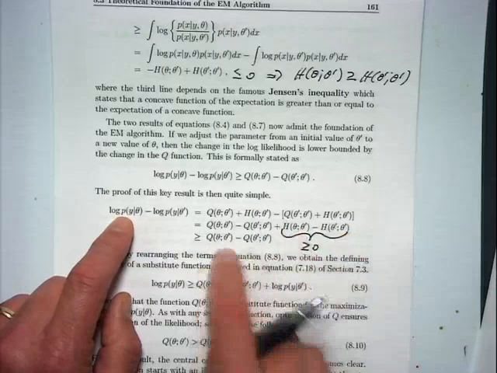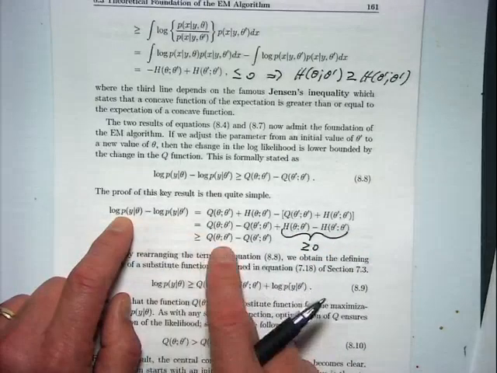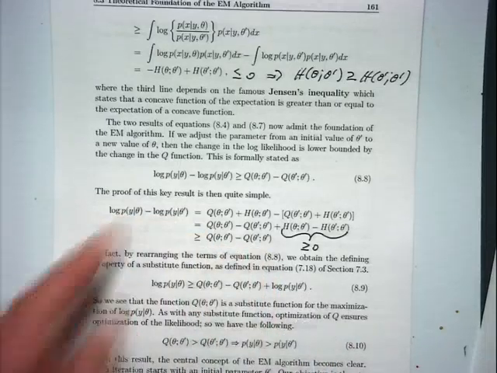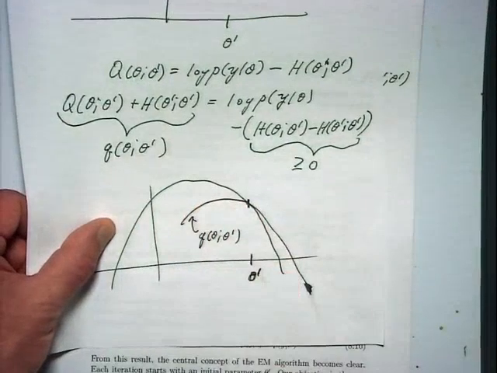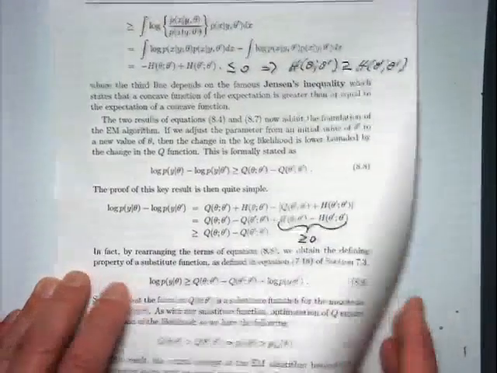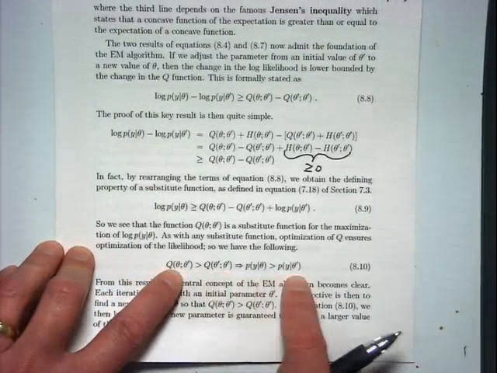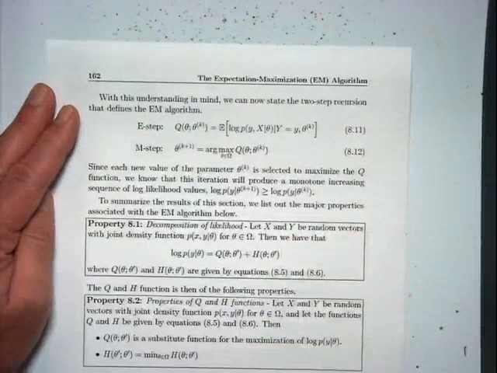So this function here has got to be a substitute function for the log likelihood on the left. Because it's equal to the log likelihood when theta equals theta prime, but it's a lower bound everywhere else. And that's the key point of this picture, that it's equal at the current point, and it's a lower bound everywhere else, right? Does this make sense? Okay. So, what does that mean? It means that every time we update theta, we've increased the log likelihood. Right? And that results in the celebrated EM algorithm.